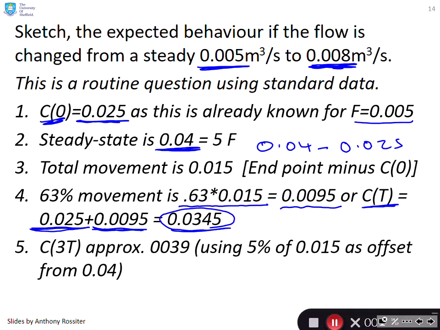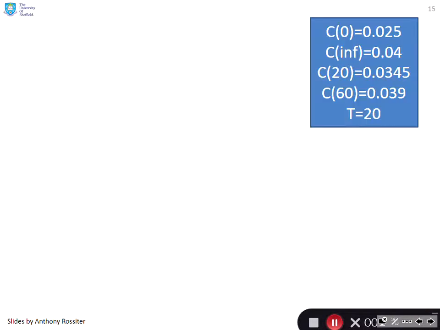I can also work out the value at 3 time constants using a 5% movement, so you're 5% away from steady state, and that's going to give you approximately 0.039. So I've now got all the data I need to do a simple sketch. You'll see I've summarized the data up here: start value, end value, value at 1 time constant, value at 3 time constants, and what's the time constant.